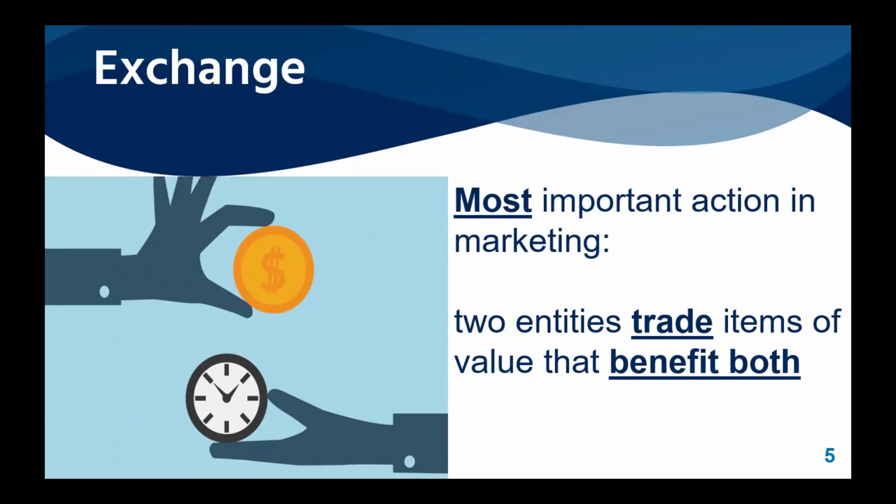So both sides win. And at the macro level, at the national level, when you have a large number of producers, large number of distributors and retailers, a large number of consumers, all exchanging money for some product or some service, and it benefits both, our standard of living goes up. So marketing is an extremely important discipline within a national economy and society as a whole.